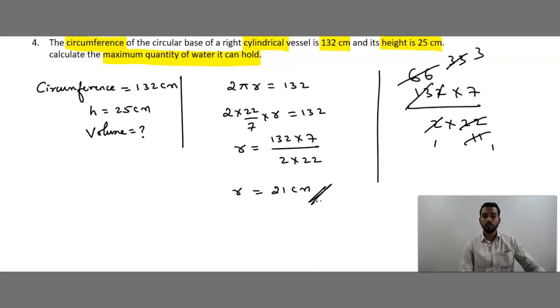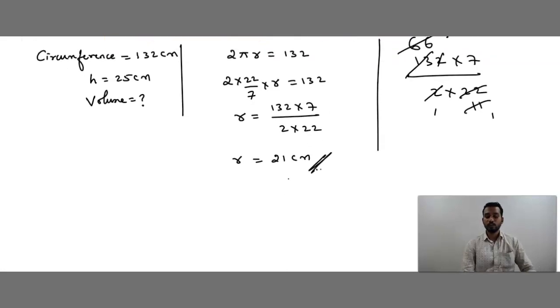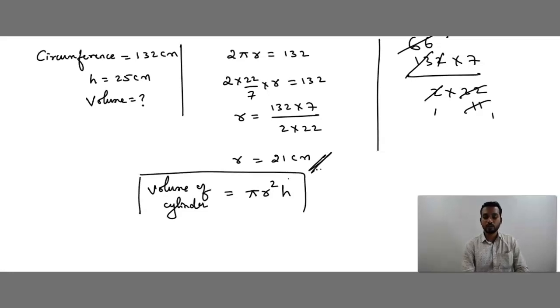Now what we want to find? We want to find the volume of whom? Of cylindrical vessel, means cylinder. So what is the formula to find the volume of a cylindrical vessel? Volume of cylinder is pi r square h. Done.